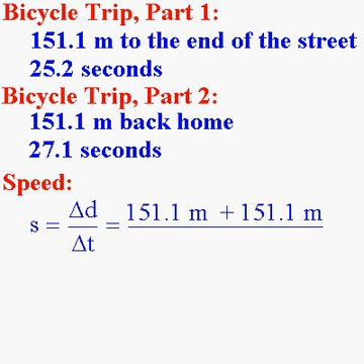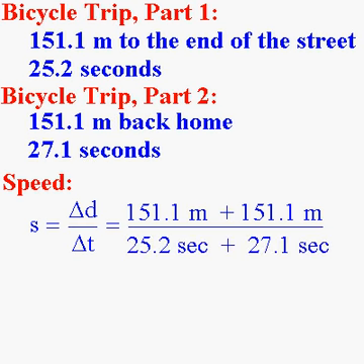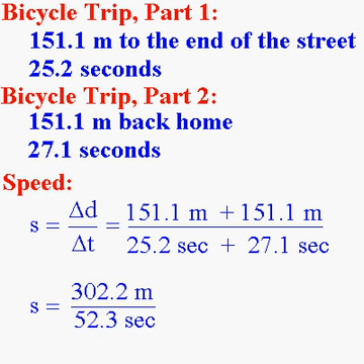What's the change in time? Well, the first part of your trip took 25.2 seconds, and the second part of your trip took 27.1 seconds. So the change in time is simply 25.2 seconds plus 27.1 seconds. When you work these numbers out, you get 302.2 meters for the change in distance and 52.3 seconds for the change in time. When you divide 302.2 meters by 52.3 seconds, you get 5.78 meters per second.